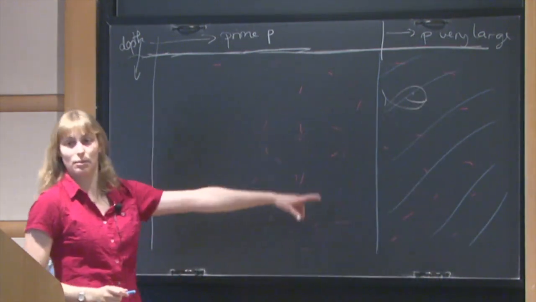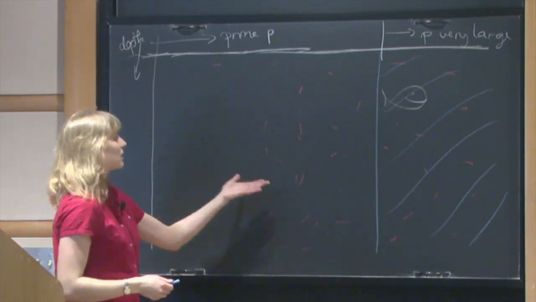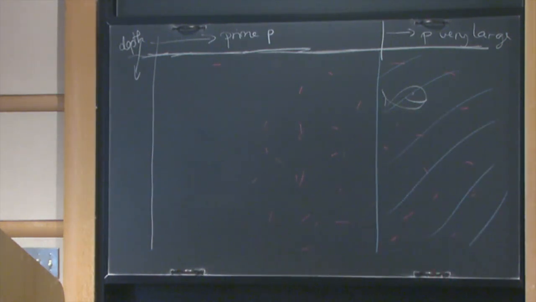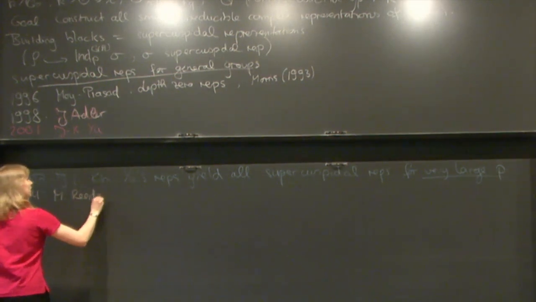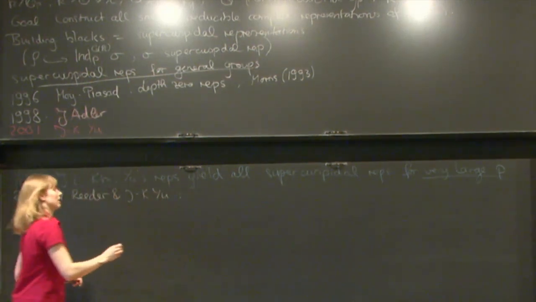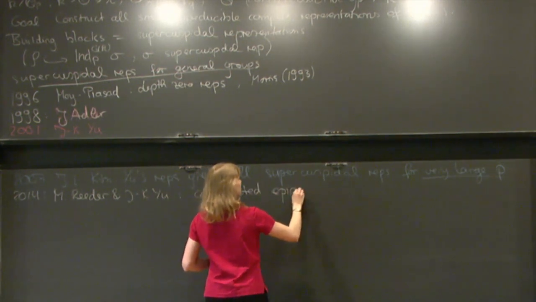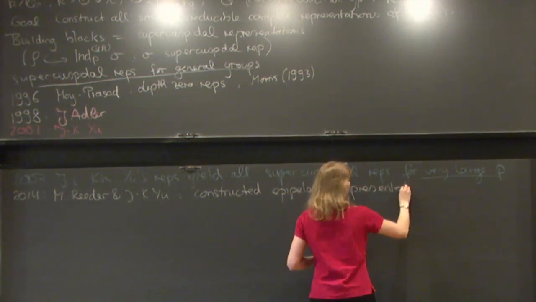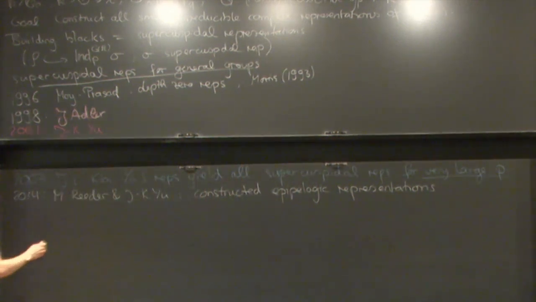So we know all the fish that swim there. They all come from Yu's construction. But so the question is, what happens if P is not very large? And a partial answer was given in 2014 by Mark Reeder and Jiu-Kang Yu. What they did is they constructed so-called epipelagic representations. And the nice thing about their construction is that it works for all primes P.